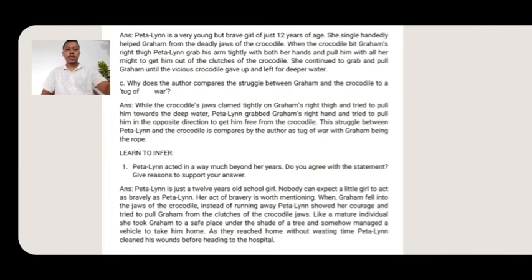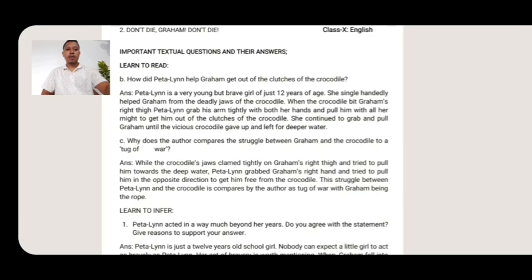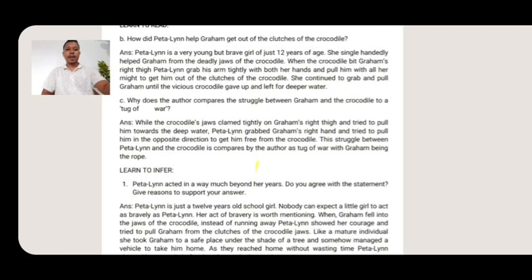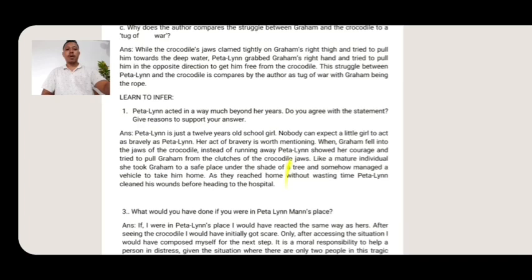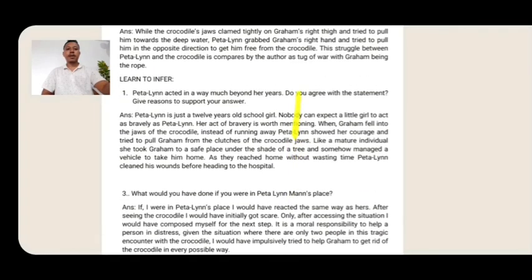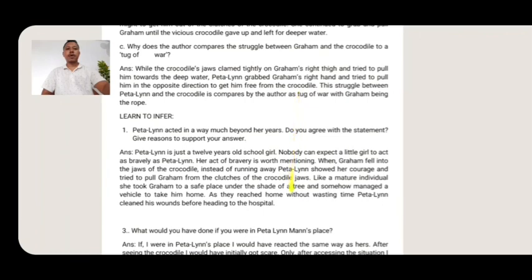So these are the questions. From Learn to Read, you have question numbers B and C, and from Learn to Infer, you have question numbers 1 and 3. You don't have to worry about the other questions. I feel these are the only important things that cover the whole lesson.